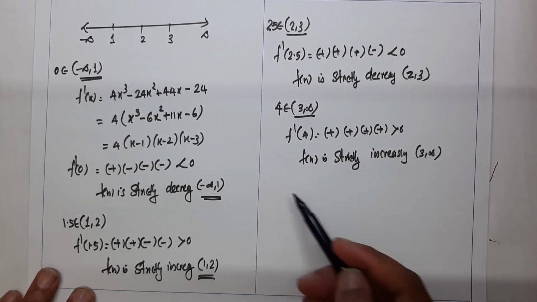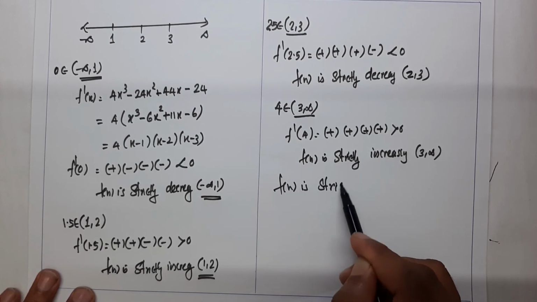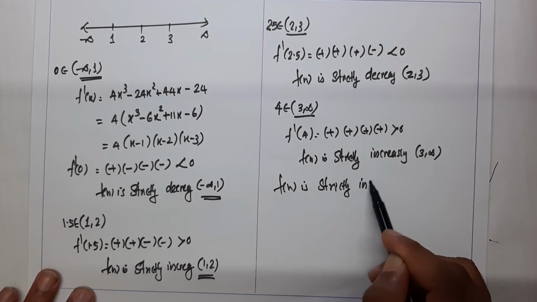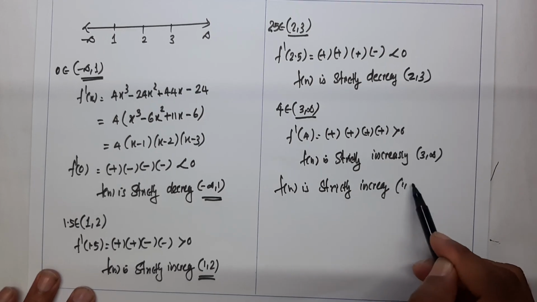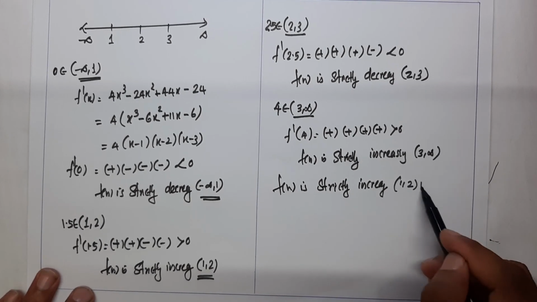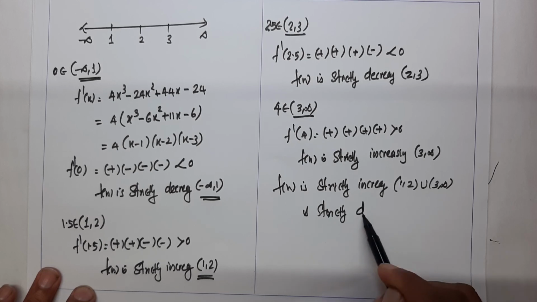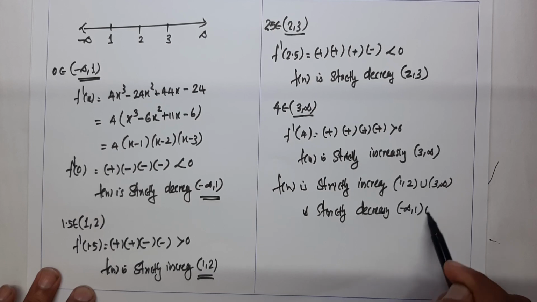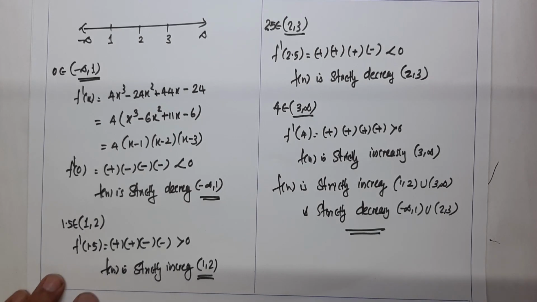And finally, we write our function f of x is strictly increasing in the interval 1, 2, union 3, infinity, and strictly decreasing in the interval minus infinity, 1, union 2, 3.